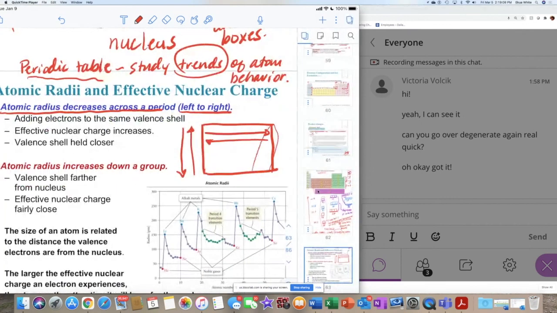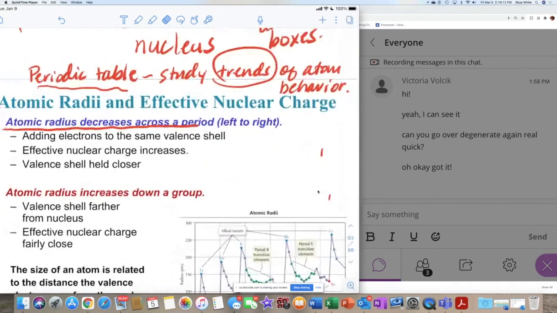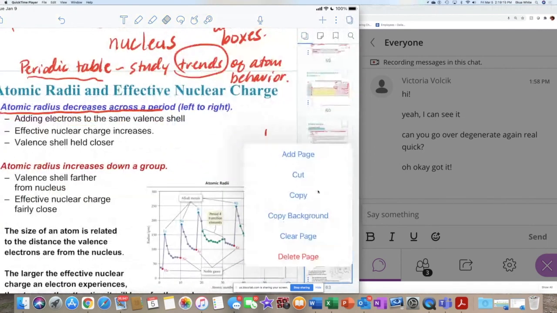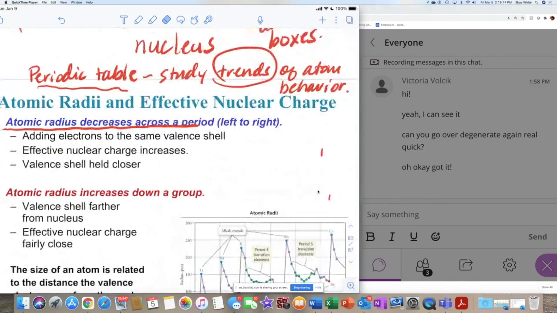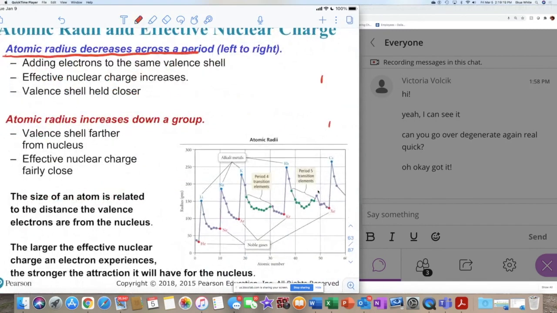Okay, so as I read this, oops, I'm trying to erase this. What did I click on? As I read this and add a page, let me add a page down here. I want to connect with it just a little bit more. So I'm going to draw myself a mock periodic table and then try to illustrate this so I can connect with it a little bit more.